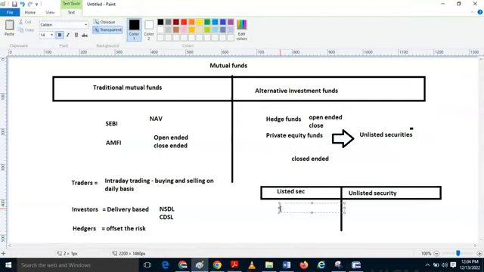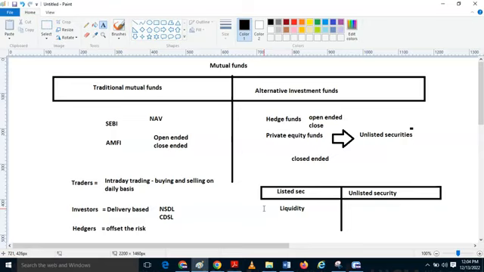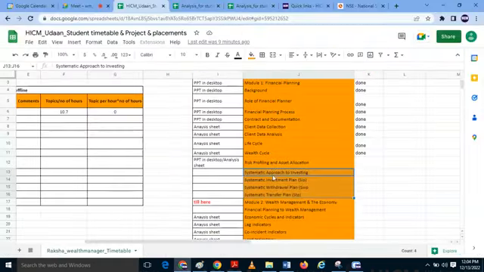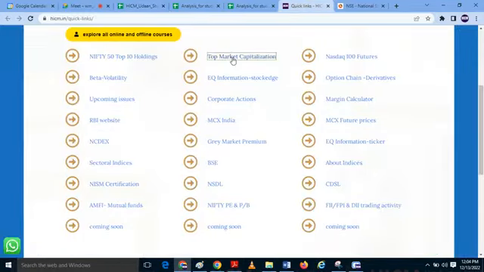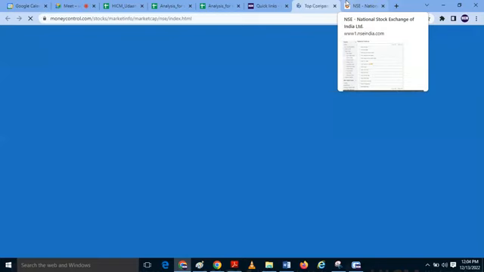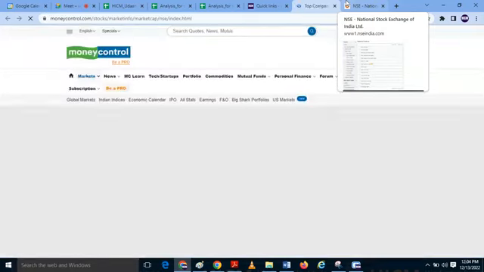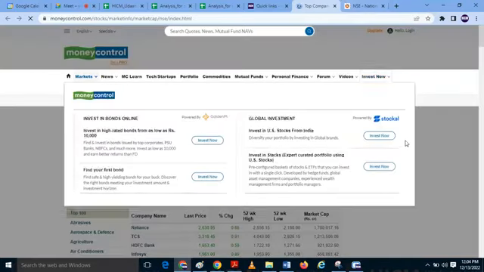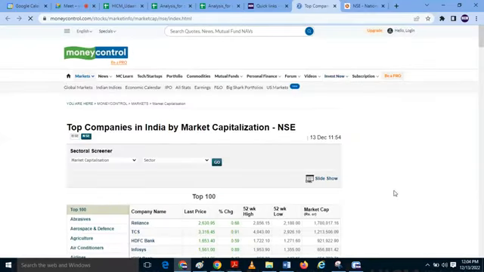When a security is listed on the stock exchange, liquidity is high. But there are certain equities listed on the stock exchange whose liquidity is not high. However, if you take the top 20 companies, you can go to the quick links, top market capitalization, and those companies will come up. Whenever we give you a question on the top 20 companies, it means we are talking about listed companies.